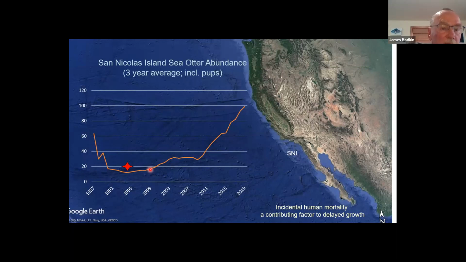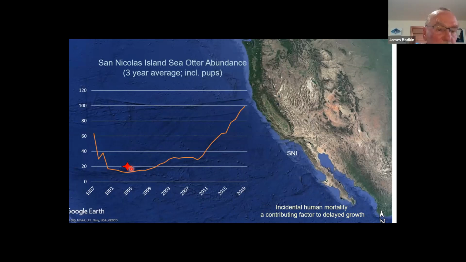But eventually, after about 10 years, significant growth began. And today there's probably close to 125 or more sea otters here. And this growth rate the last 5 years exceeds 10% per year. I also need to add that incidental mortality related to fisheries is likely a contributing factor to the delayed growth in this prolonged period at a relatively low population size.